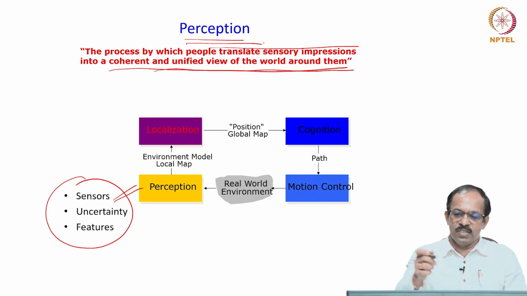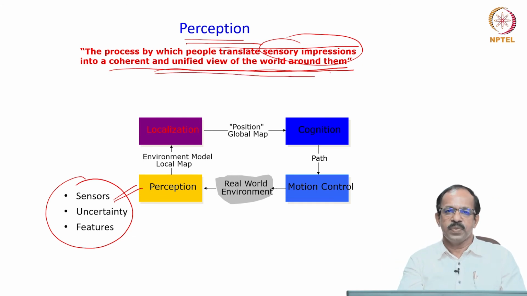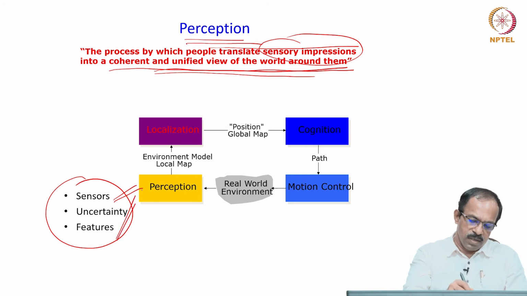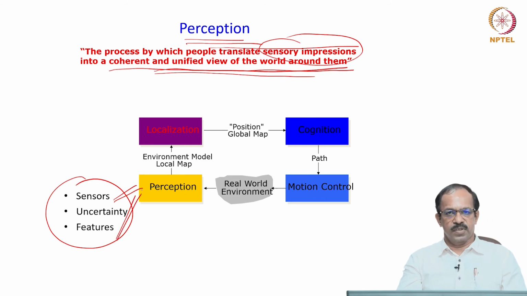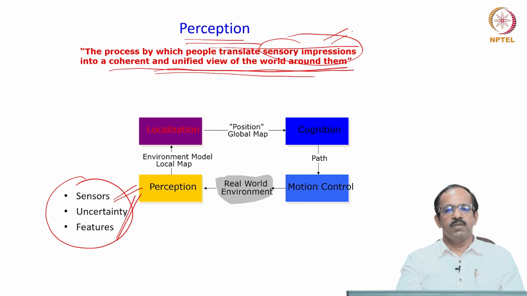So there are two things. One is the sensory impressions, the other one is the conversion of that into a coherent or unified view of the environment. Sensors are the first element which collect the information. So we get the sensory impression, and we use many different types of sensors to do that.